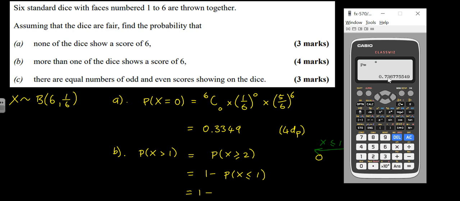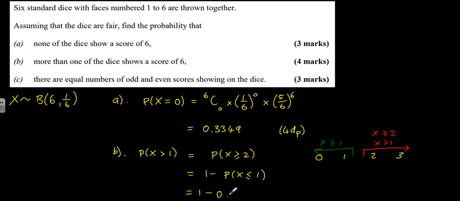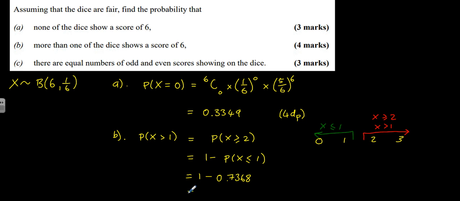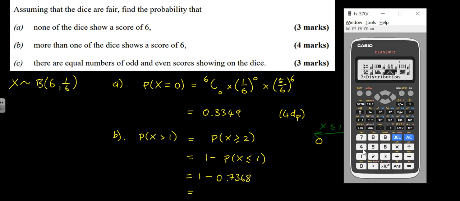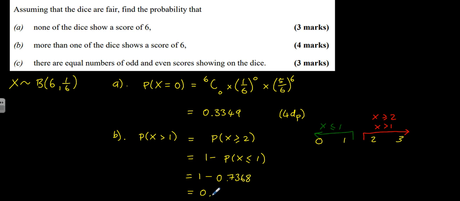So we've got 0.7368, which I'm going to store in A. So then to calculate this, I'm just going to go back to the calculator, back to my menu 1, and I'm going to do 1 minus alpha A, so 0.2632. And that's the probability that more than one of the dice shows a 6.